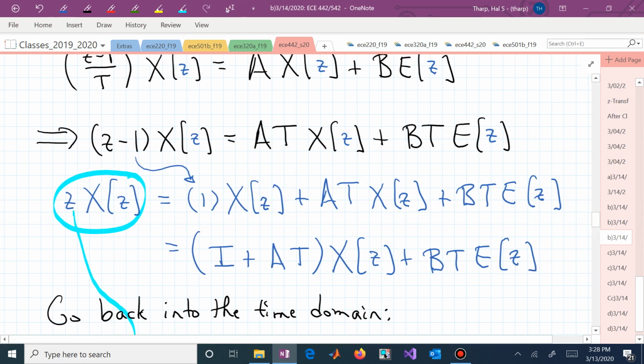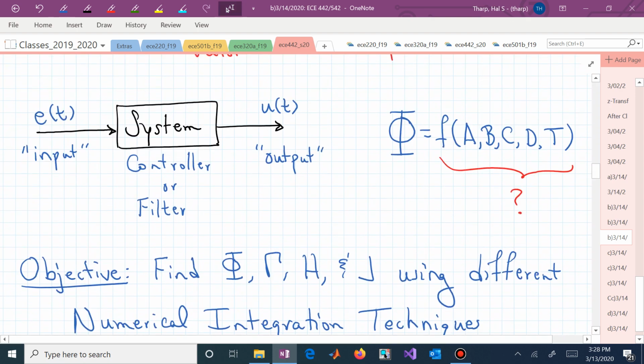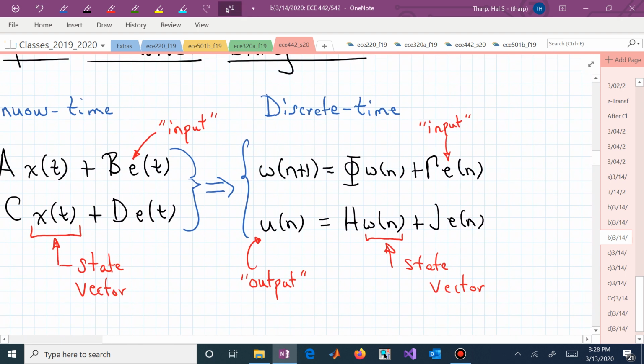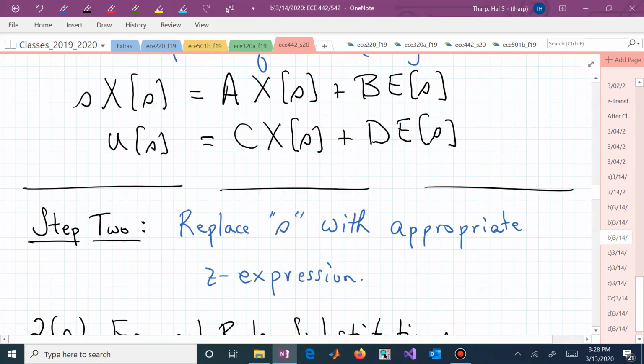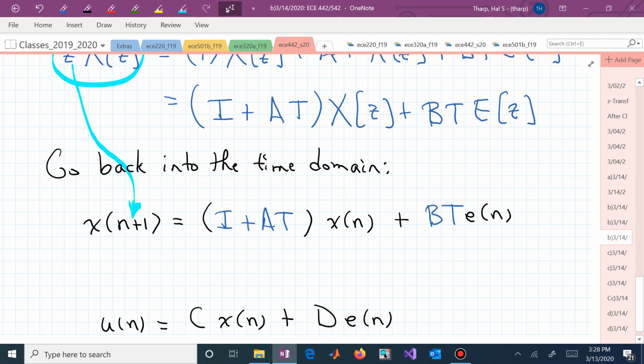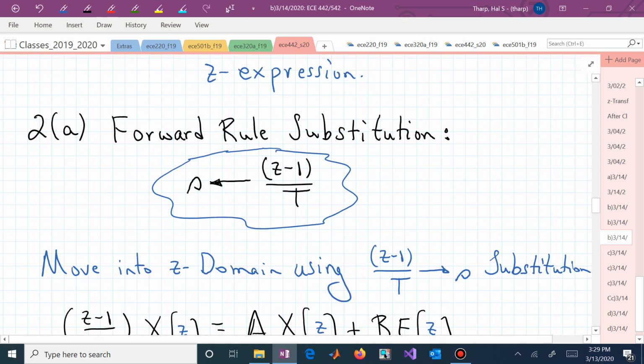If you go back to our expression that we were trying to find, we were trying to find matrices that connected E to U, and now we have a dynamic expression available to us in the discrete equivalent. If we simply recognize that this particular matrix is the system matrix phi that we wanted in our discrete equivalent, and this matrix is actually the gamma.